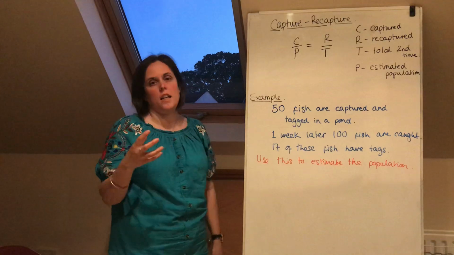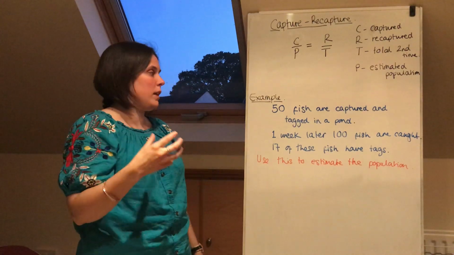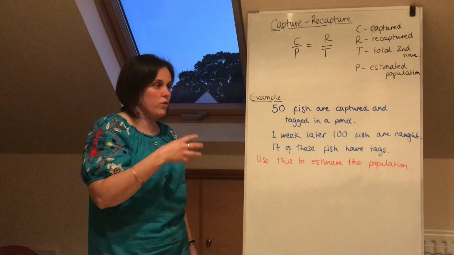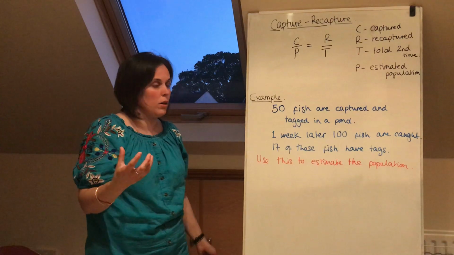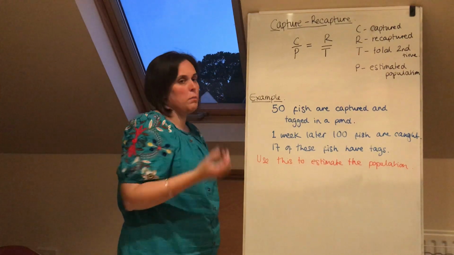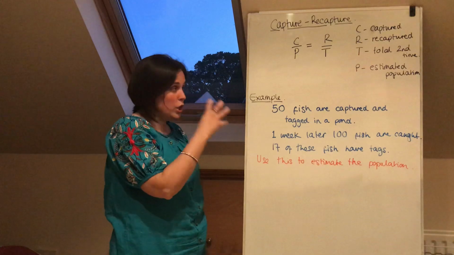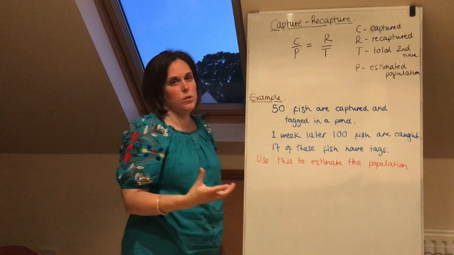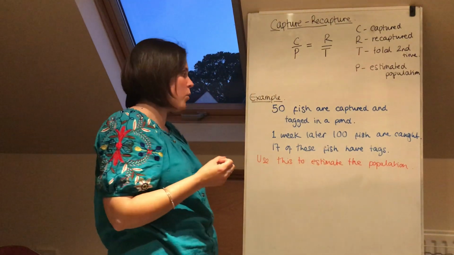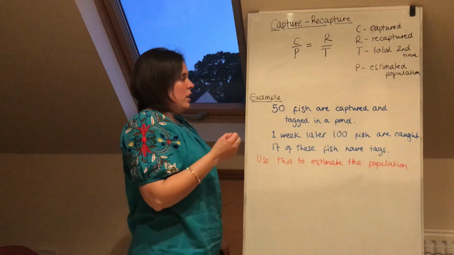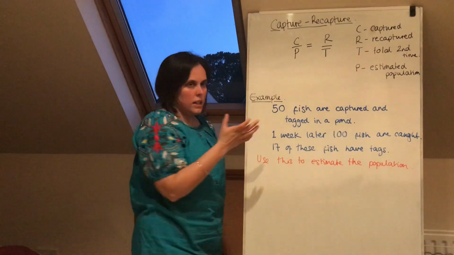Now this is a technique that people can use to estimate populations of different species of animals, for example. I've got an example here to do with fish, and I will use this to explain what this is all about, because at the moment it probably seems quite complicated. So this is the example.